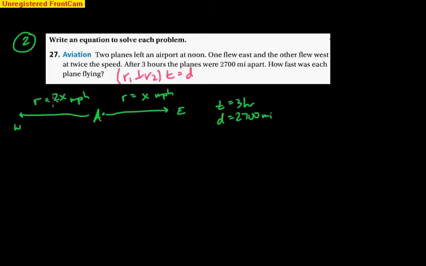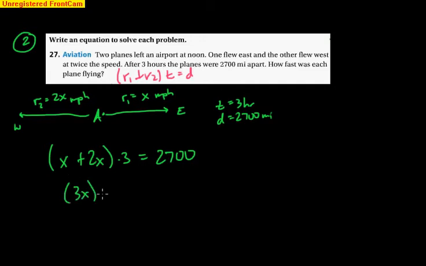So your 2 rates are 2x and x. If you want, this will be rate 1, x, and this will be rate 2, 2x. So to use this equation, the first rate is x, plus the second rate is 2x. The time was 3 hours, so times 3, or just 3 on the outside. And the distance they are apart is 2,700. Let's combine the inside here. x and 2x is 3x. Times 3 equals 2,700. Multiply, this is 9x equals 2,700.